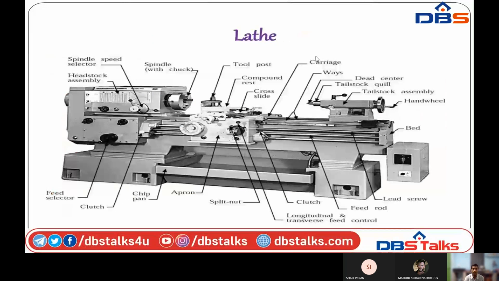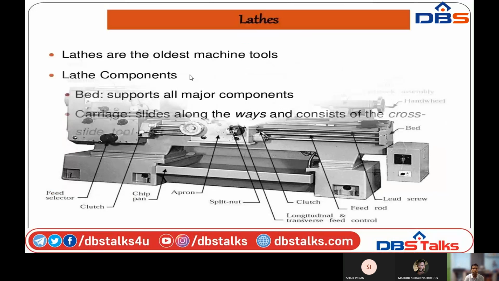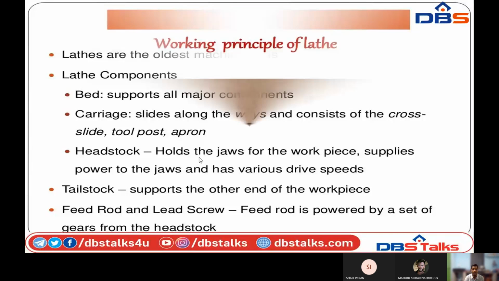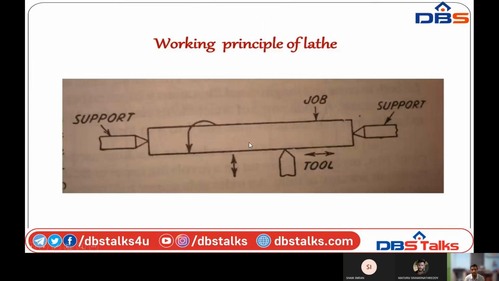After describing and explaining all the lathe components, we are moving into the theory of the lathe machine. These are all the topics we discussed in the lathe machine: headstock, next tailstock, feed rod and lead screw. After that, the working principle of the lathe. In this, the workpiece is held in between two centers. One is the headstock and the next one is the tailstock.